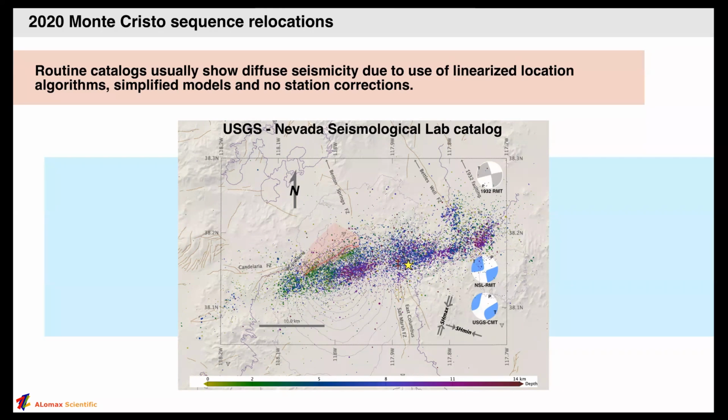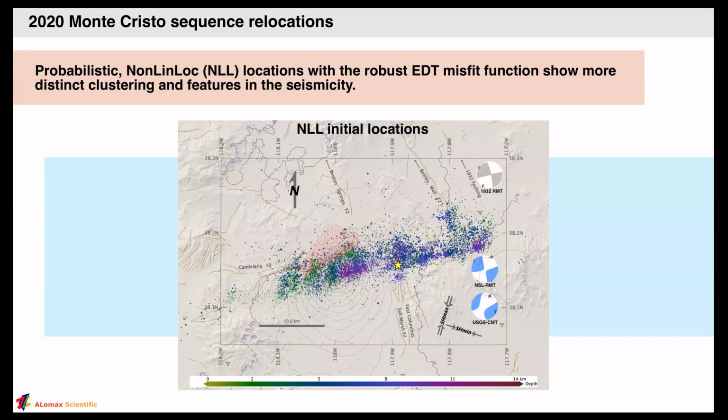When I take exactly the same events and the same arrival time picks from the USGS catalog, and I do a standard NonLinLoc location with the EDT misfit function, which is what makes NonLinLoc quite robust to errors for standard location, there is more distinct clustering and features in the seismicity than the catalog.